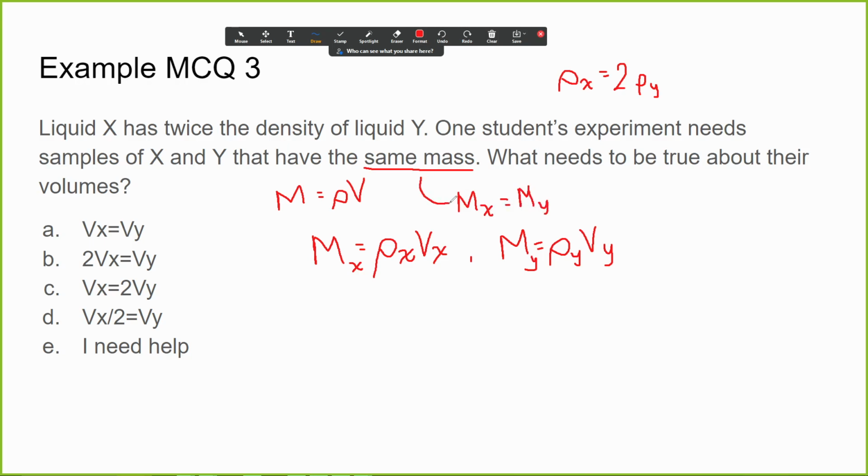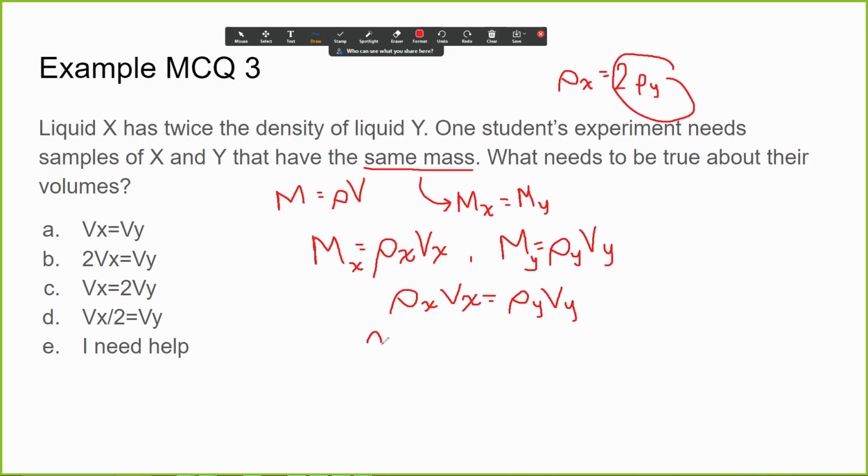Okay, so that's a consequence of that right there. If I set these equal to each other, I could say, okay, well, rho X Vx is equal to rho Y Vy. And that's important because, once again, the masses are going to be equal to each other. I can now put this relationship in so that I can see a relationship between these volumes here.